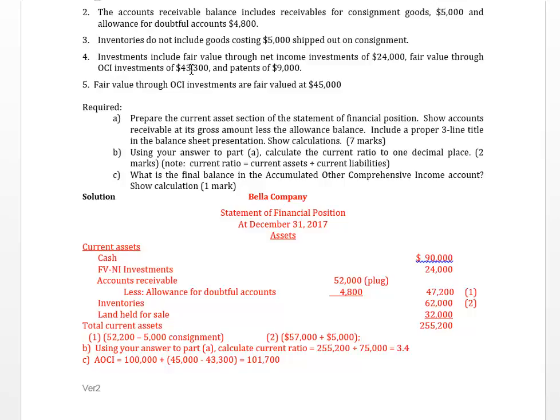Now, in the required, in preparation of the current assets section, we needed to realize that, first of all, we needed to show the accounts receivable at its gross amount. That was part of the instruction I gave you, at its gross amount less the allowance balance right here. So now, when you were doing the assets section, you would have had cash and cash equivalents, I should say.